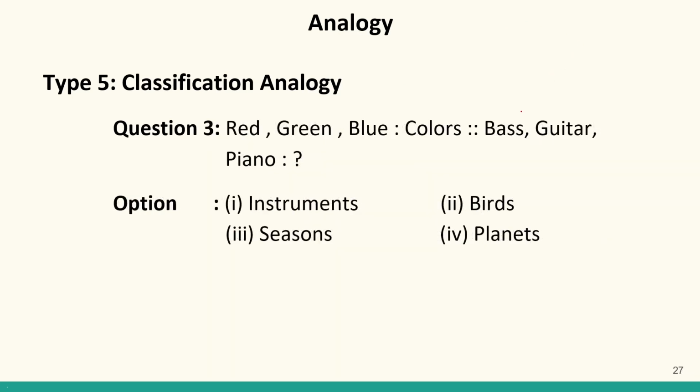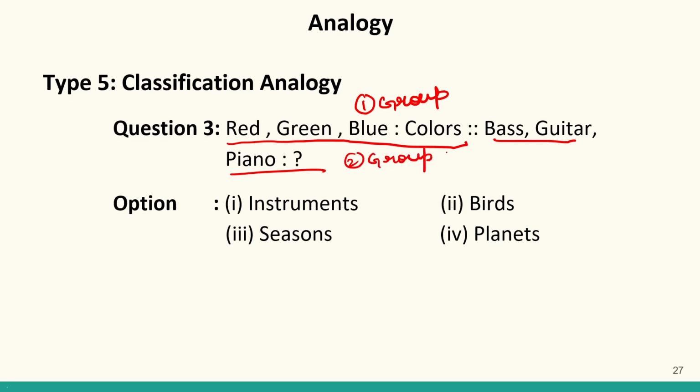Okay. Now, red, green, blue, these are the first group. These are all types of colors. Similarly, we have to find out bass, guitar, piano are types of what? This is the second group. Very clearly you know that guitar, piano, bass are all types of instruments. These are all music instruments. So option number 1 will be our correct answer.